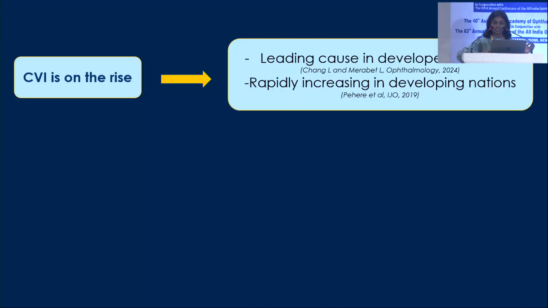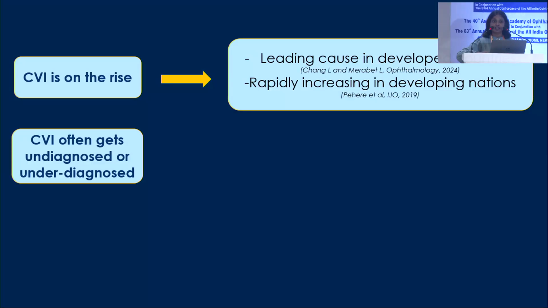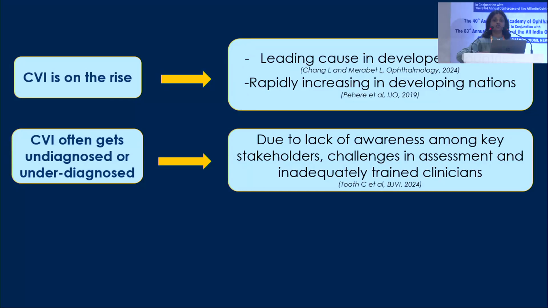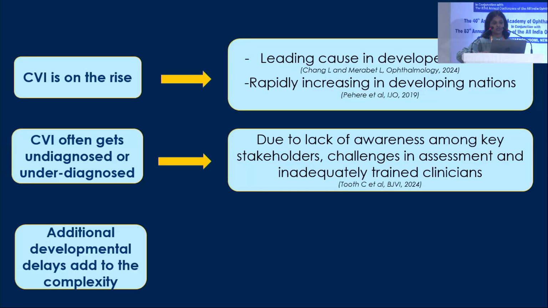Why are we talking about CVI? Because it's on the rise. It's the leading cause in developed countries, and it's rapidly increasing in developing nations as well. CVI often gets undiagnosed or underdiagnosed. This is clearly due to lack of awareness among key stakeholders, including clinicians like optometrists, ophthalmologists, rehabilitation professionals, neurologists, pediatricians, and so on. There are challenges in assessment, I'll come to that, and also inadequately trained clinicians.